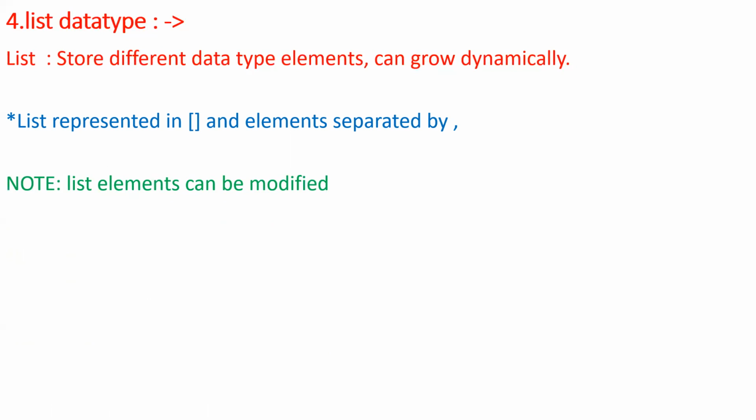On the bytes data type, you can't do modification. Then what is the alternative? Exactly. Instead of bytes, we have the byte array. And the same thing on the list: you can do modification. Its elements can be modified.